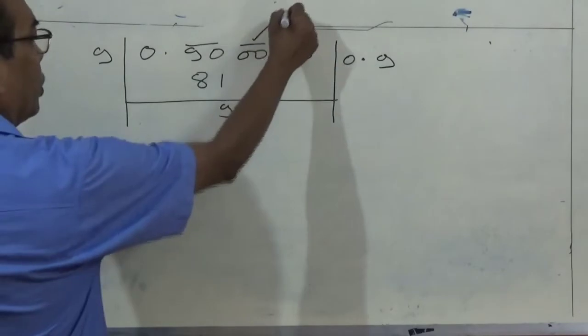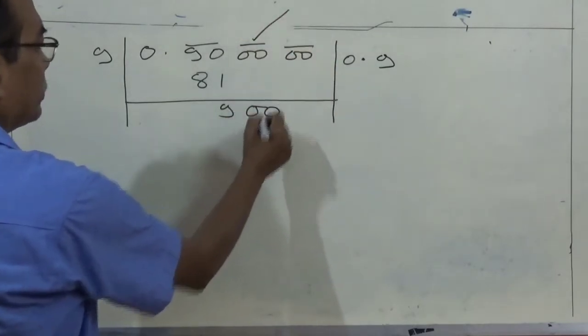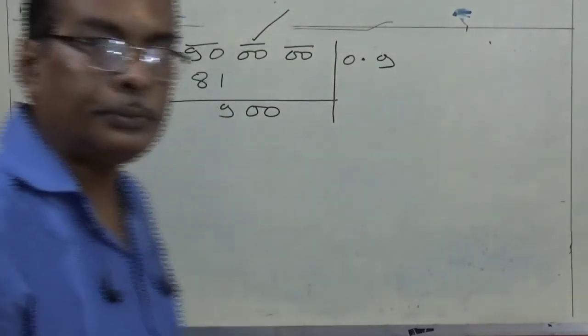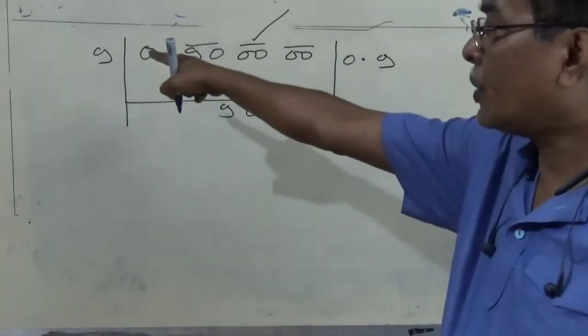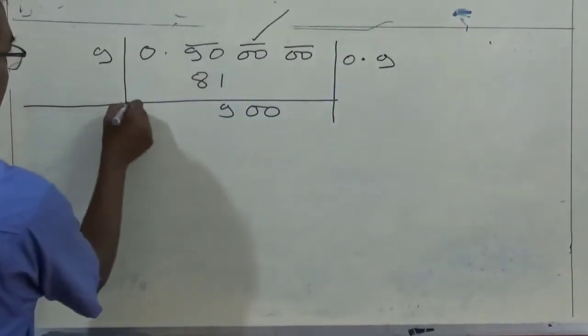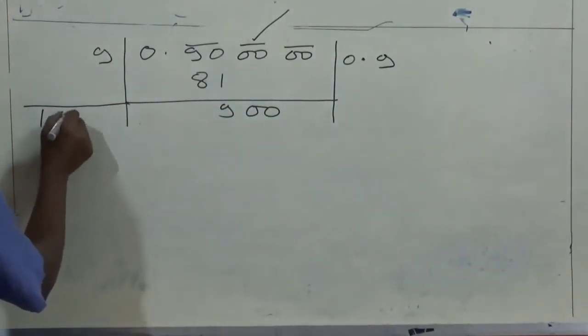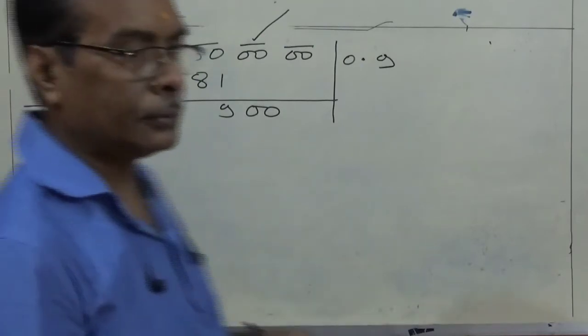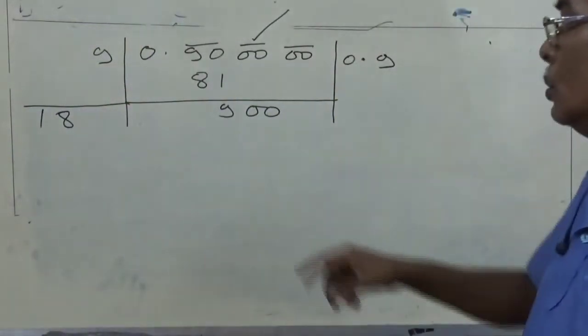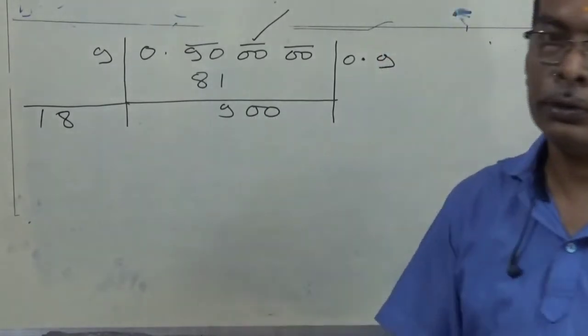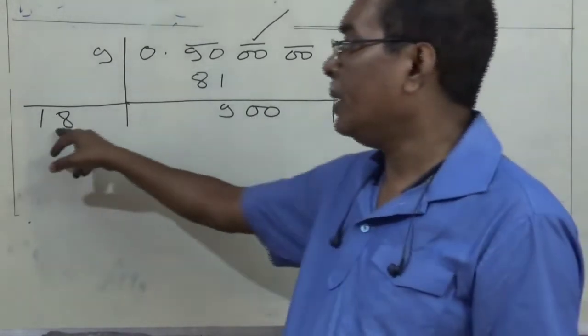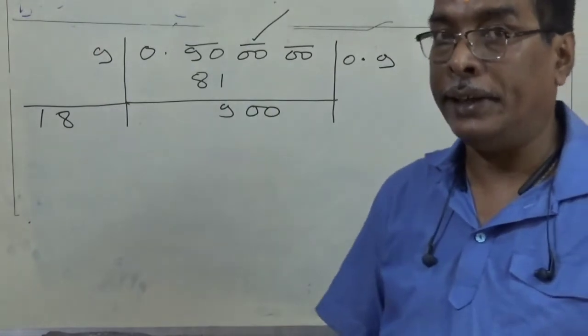Now the next pair of zeros will come here. Is it clear? This 9 is now required to be added with that 9. So 9 plus 9 is 18. Now for this particular number, in the result place, omit this 0. Now divide this 90 by 18.